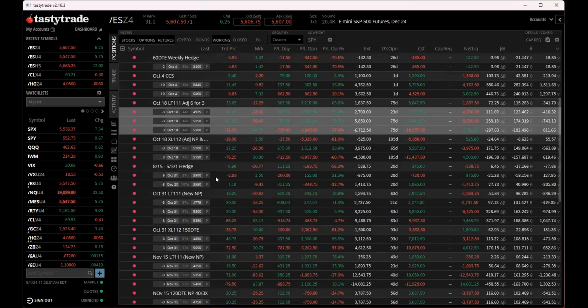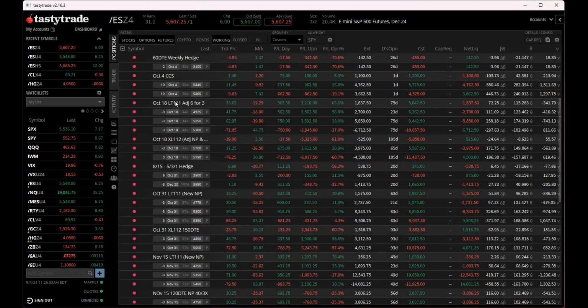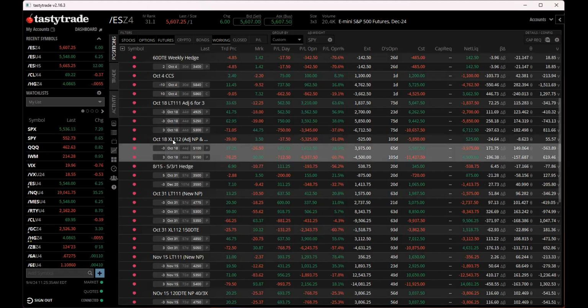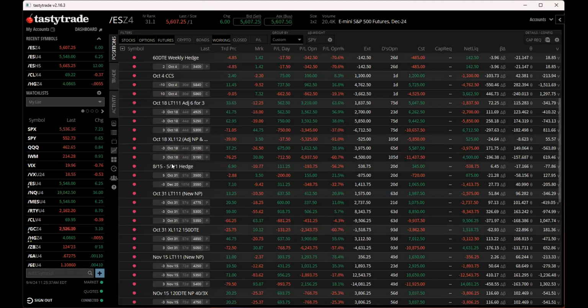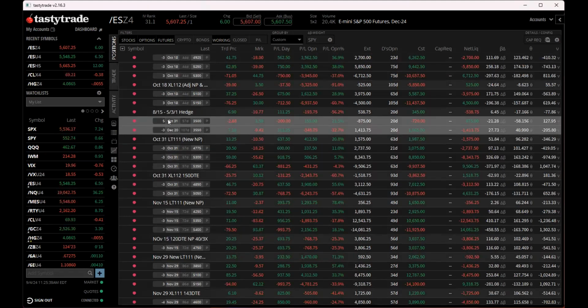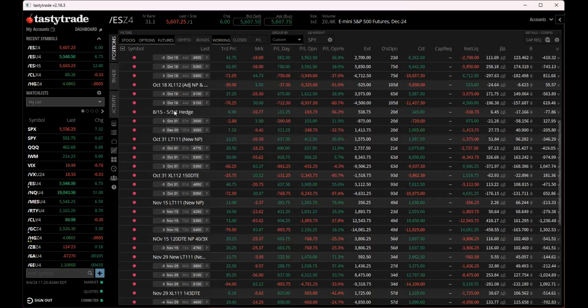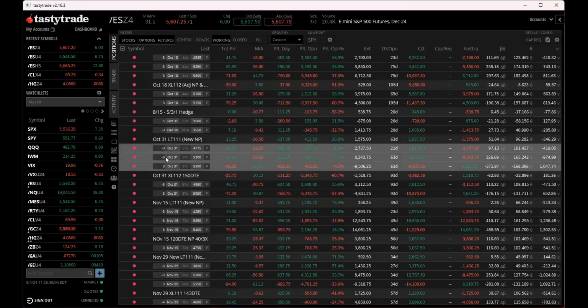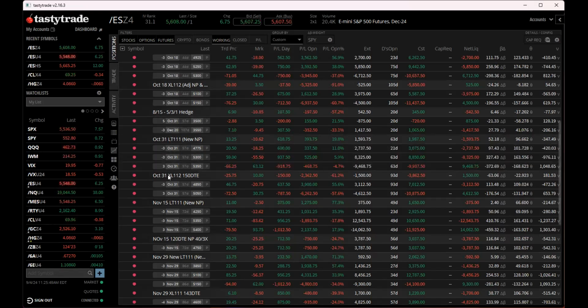Let's see, 111. Okay, put debit spread, the old 3-5 hedge. This thing's not doing much of anything at all here. Again, I'm not sure I love this hedge, but we'll see how it plays out.